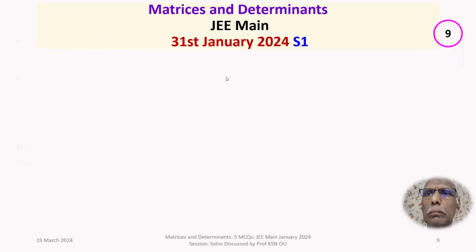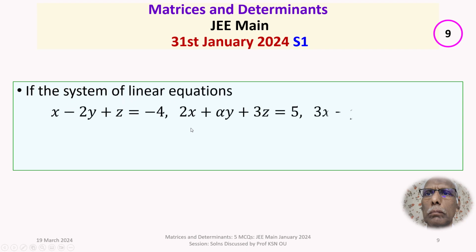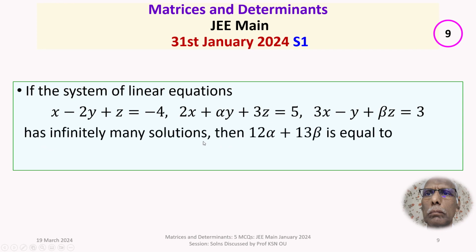Let's move to the next question. The next question is one that has come in JEE Main exam held on 31st January 2024 in the first shift. The given question is, if the system of linear equations, so we are given 3 equations in 3 unknowns involving alpha and beta, has infinitely many solutions, then 12 alpha plus 13 beta is equal to, we are given 4 options.